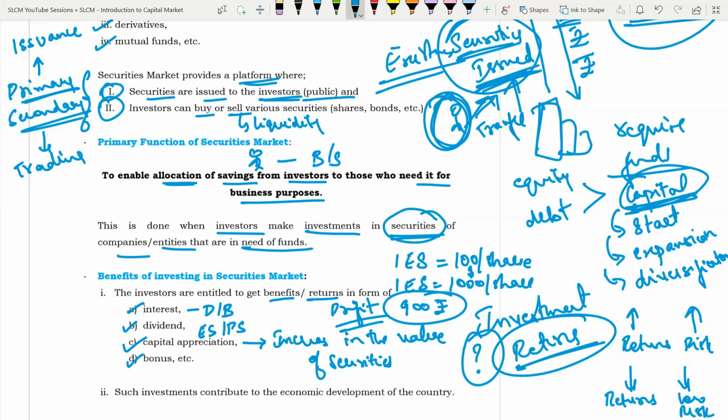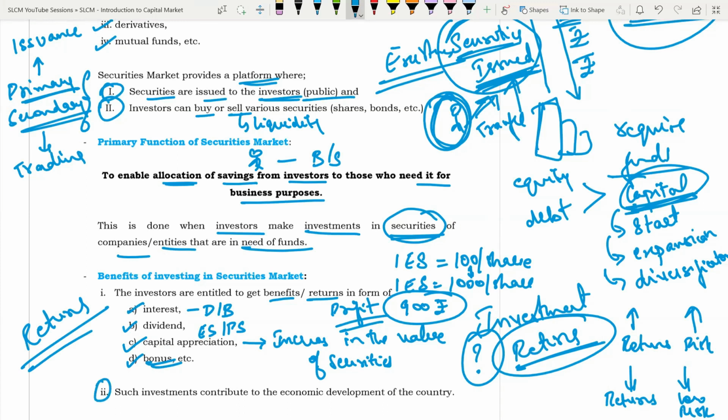That is capital appreciation. That is nothing but increase in the value of your securities. And bonus is, in case the company is performing well, they have more profits, they can issue additional shares, they can issue bonus to the already existing security holders or shareholders. So the primary benefit of investing in the securities market is to earn returns, and the returns can be in multiple forms depending upon what is the kind of investment that you have made.